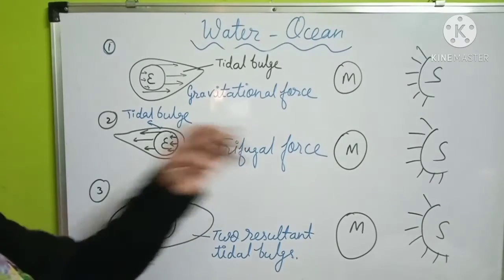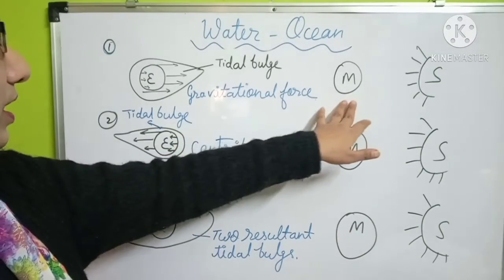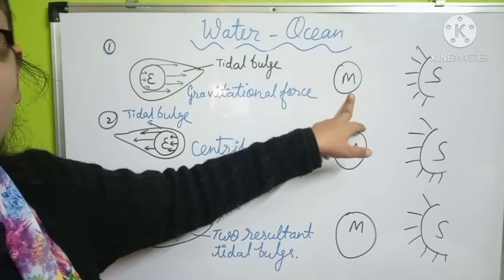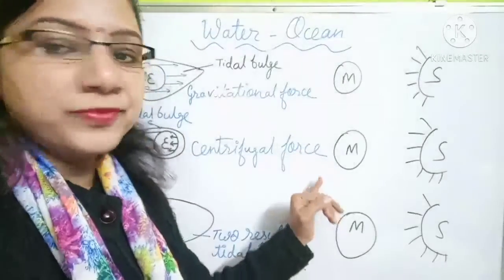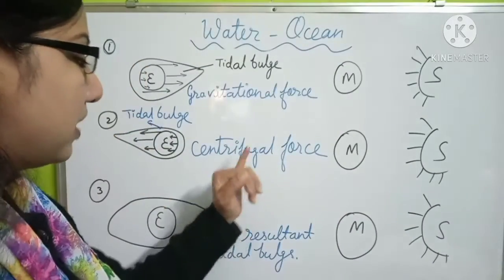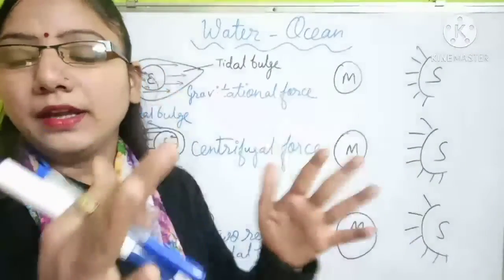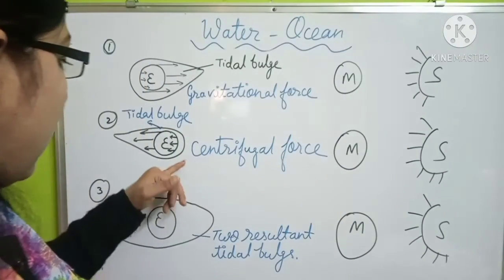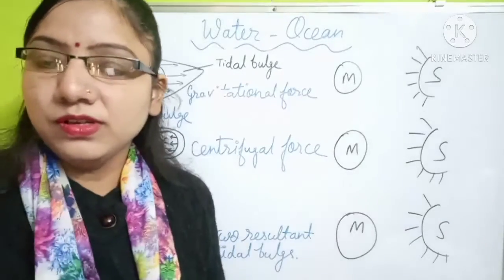So what is the first condition? In the first condition, the gravitational force is there, due to which the tidal bulge is attracted to the side of the moon. In the second one, the centrifugal force is there, in which the center balance and the gravity are maintained, due to which the tidal bulge moves to the opposite side of the moon due to the centrifugal force.